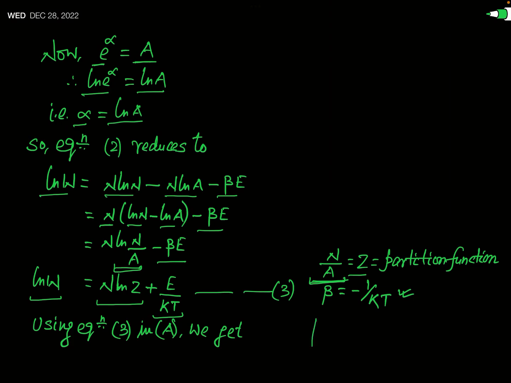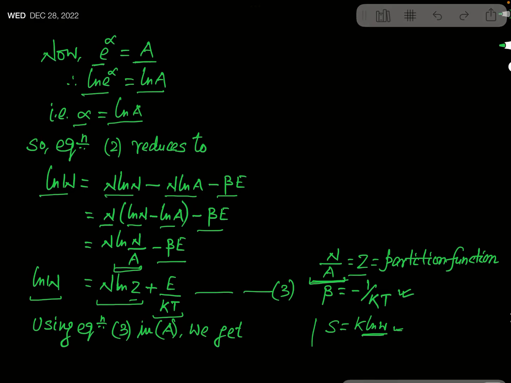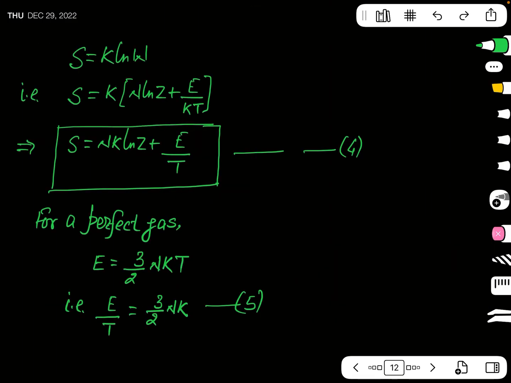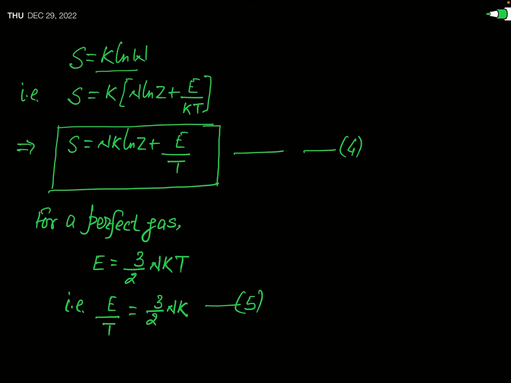Now as you have seen earlier, the expression for entropy in accordance with the Boltzmann entropy theorem is S equal to k ln W. And we have already calculated this ln W in terms of partition function Z. So let us substitute this value of log W in this Boltzmann theorem, and then you will get the expression for entropy in terms of partition function. So S equal to k log W, and log W we have obtained, this is n log Z plus E by kT.